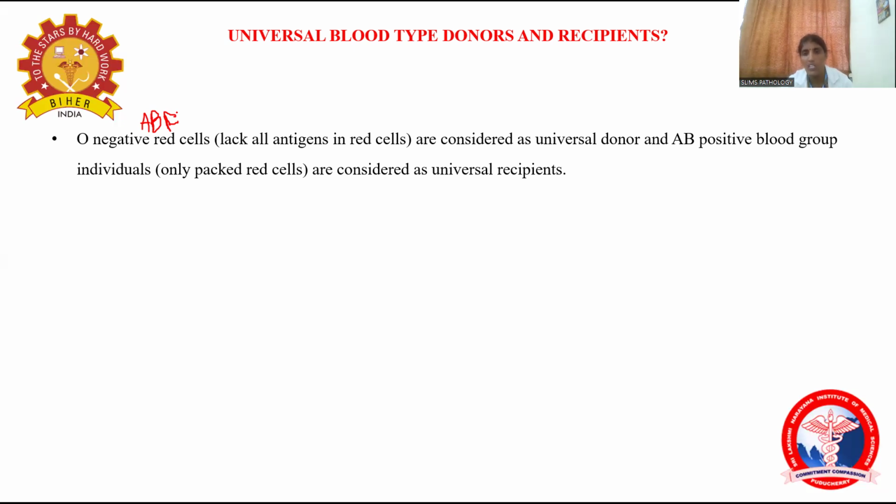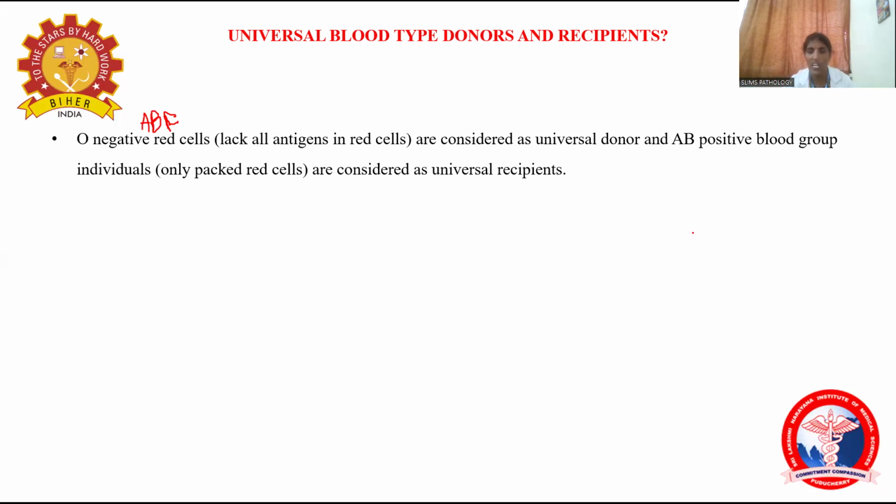Whereas who are the universal recipients given here? You can see AB positive red cells. So what antigens are present in that? A antigen as well as B antigen. When both are together, obviously A antigens are relatively higher in concentration than B. So in case of non-availability, you can consider these. Okay. So AB positive blood group individuals can receive blood from A blood group, B blood group, as well as AB, that is very well known.